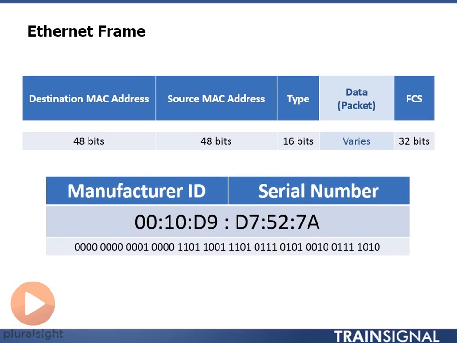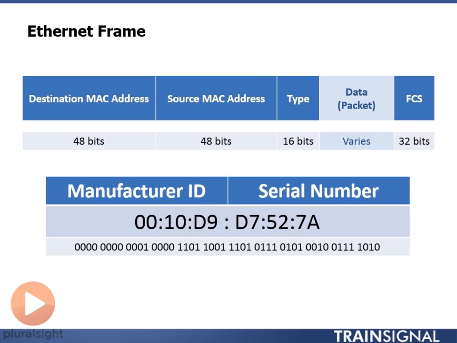So the first two fields in this frame are the destination MAC address and the source MAC address. Now we put the destination MAC address first for a good reason. I'm going to explain that in a second when we talk about how switches operate. But the MAC address is a 48-bit value that is composed of two parts, a manufacturer ID and a serial number.